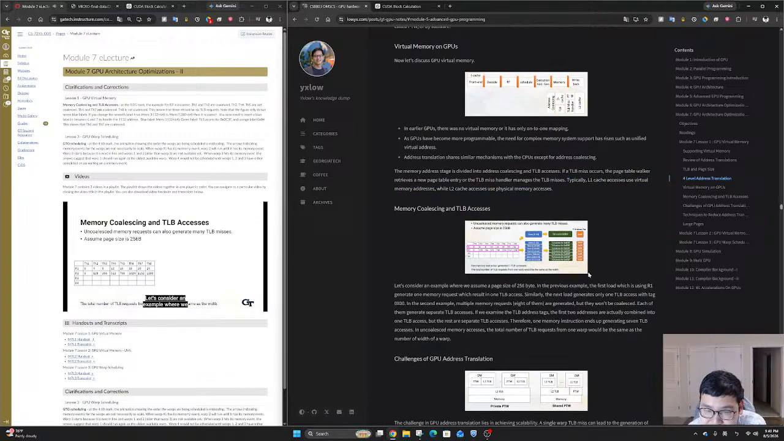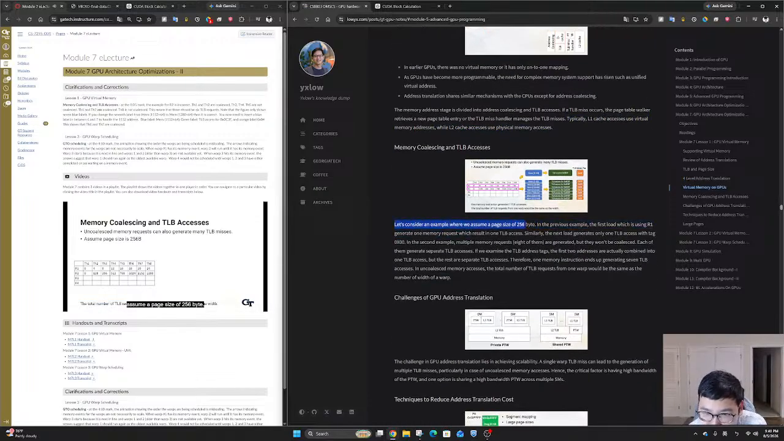Let's consider an example where we assume a page size of 256 bytes. In the previous example, the first load, which uses R1, generates one memory request, which results in one TLB access. Similarly, the next load generates only one TLB access with tag 00.